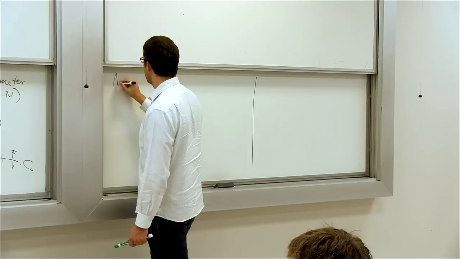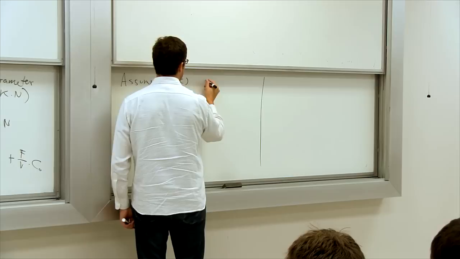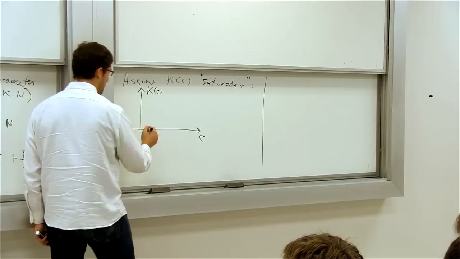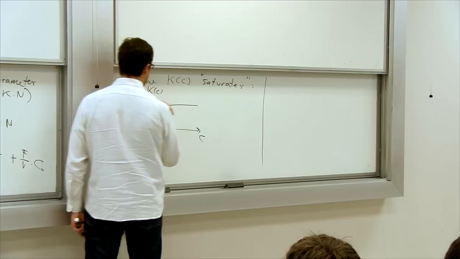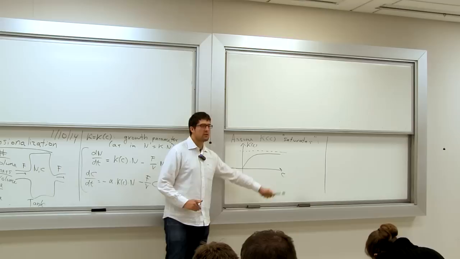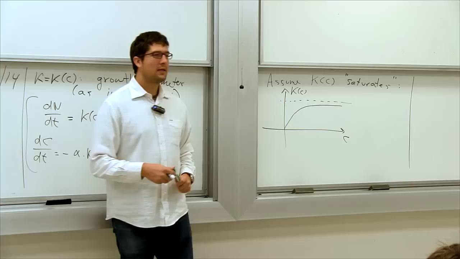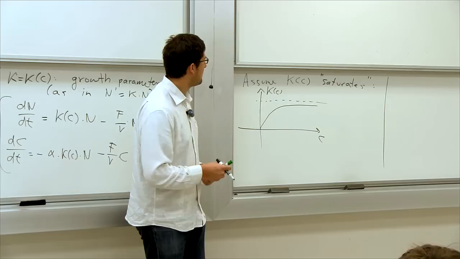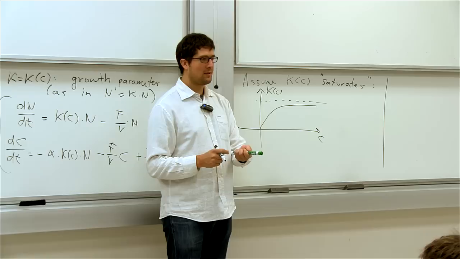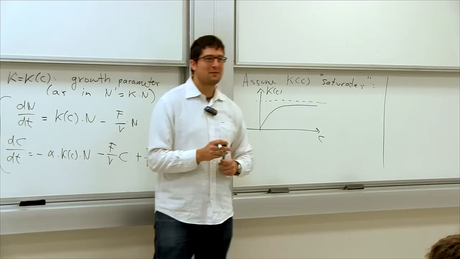OK, so then assume now that K of C saturates. So as C increases, I'm going to plot K of C as a function that becomes larger and larger and larger, but eventually saturates. This is what it means to saturate, that at some point it doesn't get past a certain level, no matter how much food you put in. Okay? Now, does anybody know a function that looks like this? No, the logarithm doesn't saturate. Logarithm keeps going up. Logistic. No, you guys are thinking too complicated. Think of a rational function.